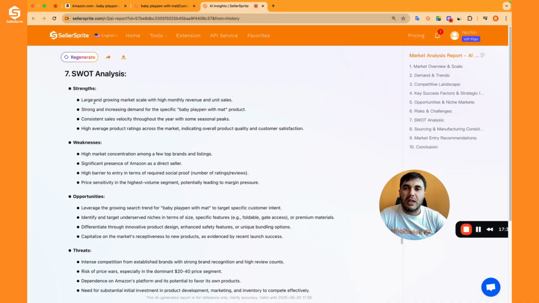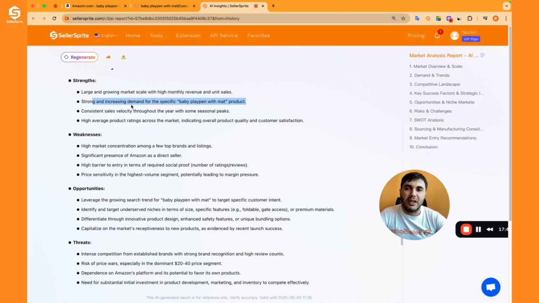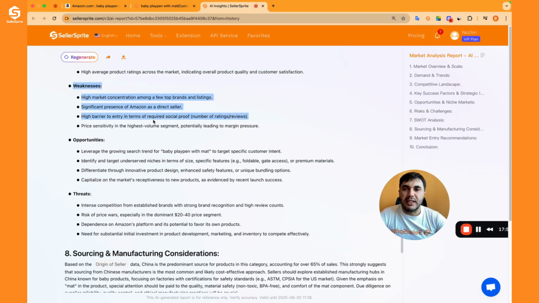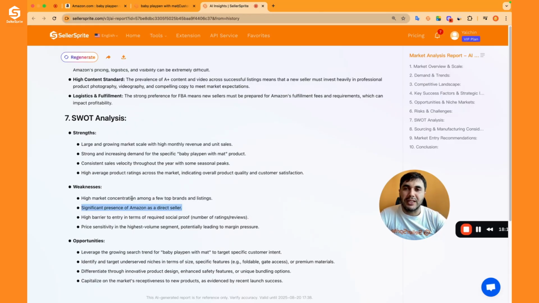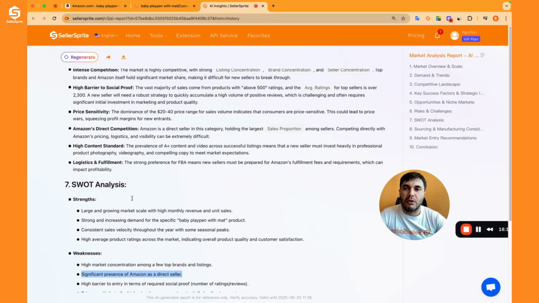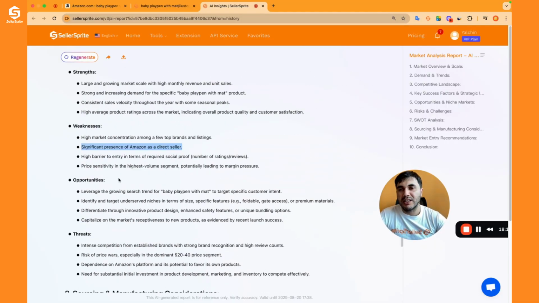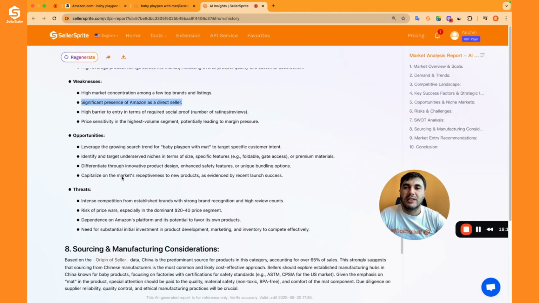SWOT analysis. Large and growing market scale with a high monthly revenue and unit sales. Strong indicating demand for the specific baby playpen with mat. You can understand the strength from here. Next is weaknesses. High market concentration among a few top brands and listings. So there are some brands dominating the market. Significant presence of Amazon as a direct seller. Maybe you understand that several times we highlighted Amazon as a threat or competition or drawback or risk. So if there is Amazon, it's not that good a market.